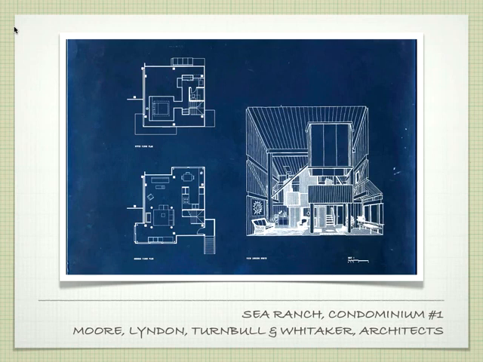So Sea Ranch is a community of houses that was designed. They're very far up the California coast. So if you get over to the coast, say at like Bodega Bay, you're going to go north maybe 2 hours to get up to Sea Ranch. So it's pretty far north in California, right on the coast.